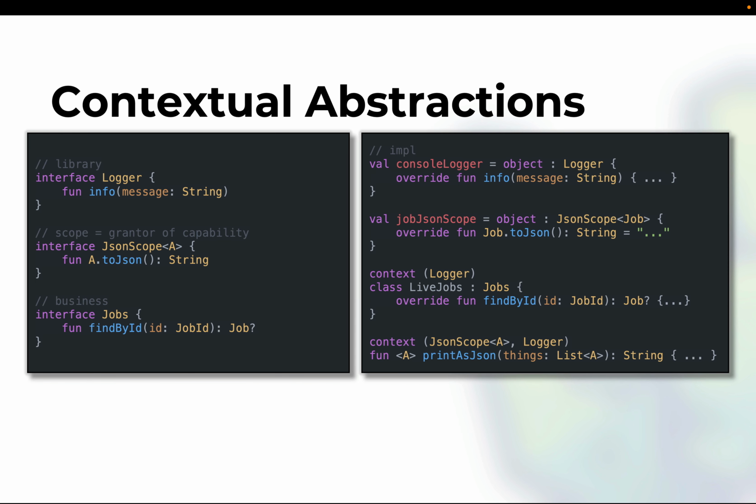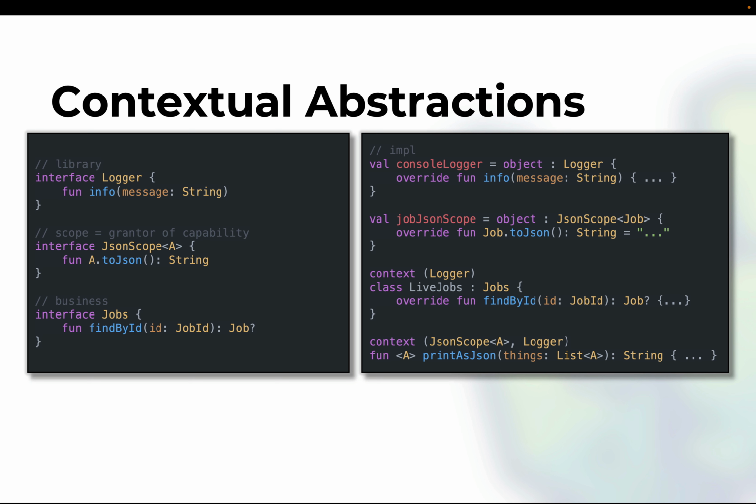And in terms of the implementation of these layers, we have values that conform to these types. So maybe anonymous classes or real classes that you can instantiate multiple times and things of that sort. Now, if you want to give some functionality in a particular context, we have context parameters, or context receivers, the way they used to be called. So only if you have a logger instance can you build a class LiveJobs with a particular implementation of find by ID, or in the context of a particular JSON scope and in the context of a logger.